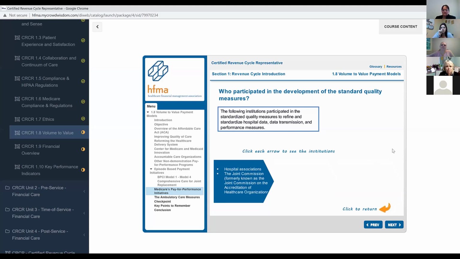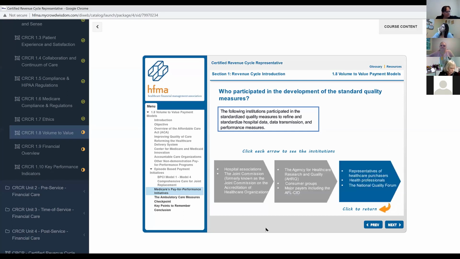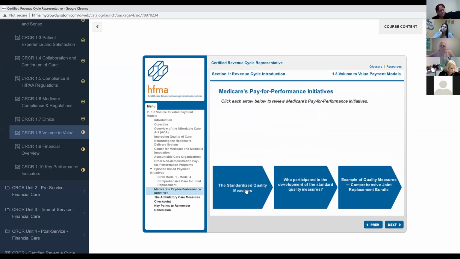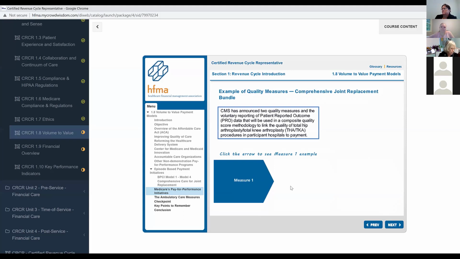Okay, so examples of quality measures. There are 2 measures. Measure 1 is the comprehensive joint replacement model that we spoke about. So they're using this as a baseline, and under that is when they're bringing in the total knee and the total hips and other cardiac-related quality measures. So they're using the outcomes as a baseline.